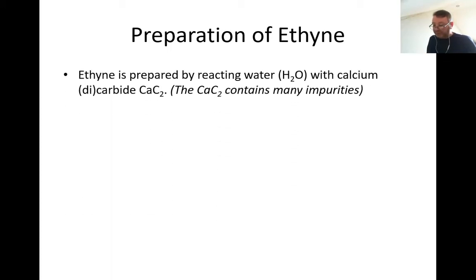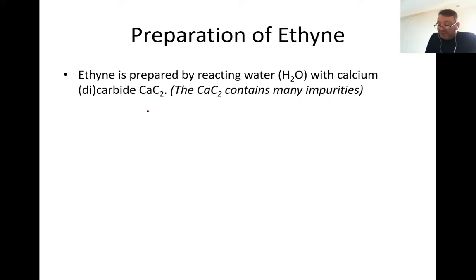Okay, so how do we prepare this gas? Now, this is examinable. You do have to know this. This is something we do have to do in the classroom. We will, please God, when we get back, look at the preparation of ethyne. But for the moment, let's just go through it in theory. Ethyne is prepared by reacting water, that's going to be your liquid, with calcium carbide, which is CaC2.